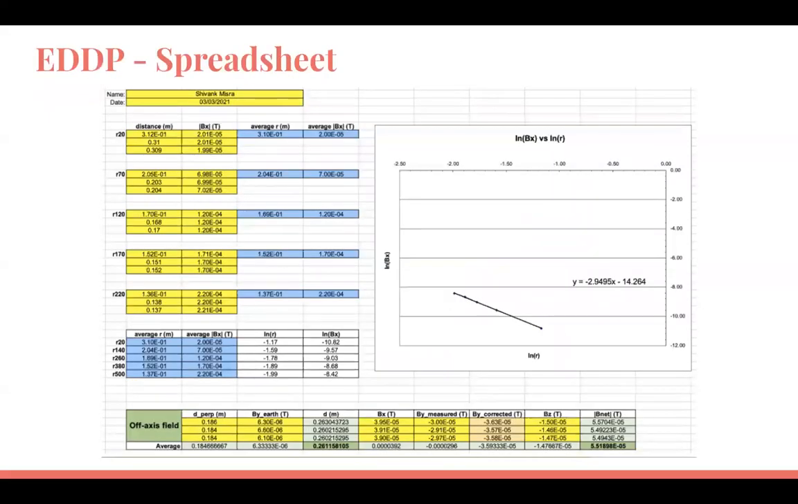So here's a look at my experimental data, where I have my raw data as well as my graph of ln(Bx) versus ln(r). At the bottom, I have my net magnetic field at a location of 45 degrees off axis from the dipole. Now let's use this data to perform some calculations.